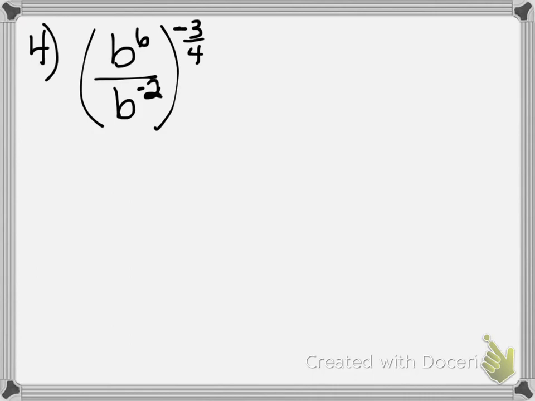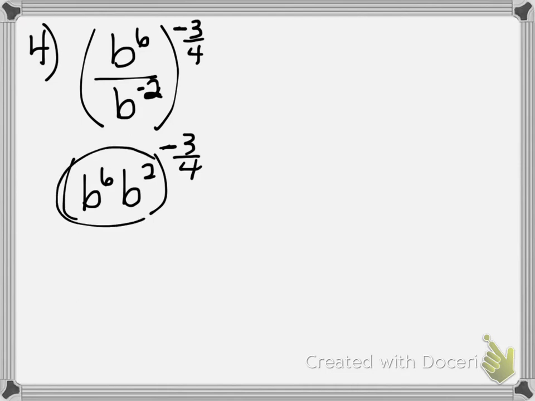The first way that you can approach it is the fact that this is in parentheses and they both have the same variable. They're both b's. Also, this is a -2. So the way that I could approach this first is I could move the b to the -2 up to the numerator. So I'm going to have b to the 6th, b to the 2nd, all raised to the -3/4. And then again, I can still handle what's in parentheses, and I can do 6 plus 2, which is 8. So b to the 8th power raised to the -3/4 power.